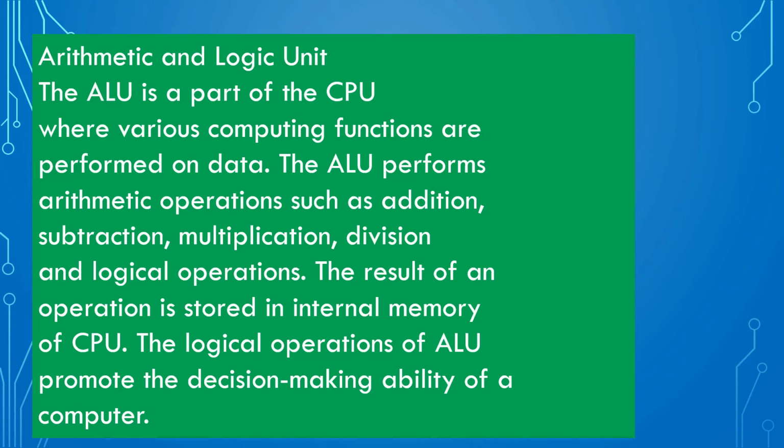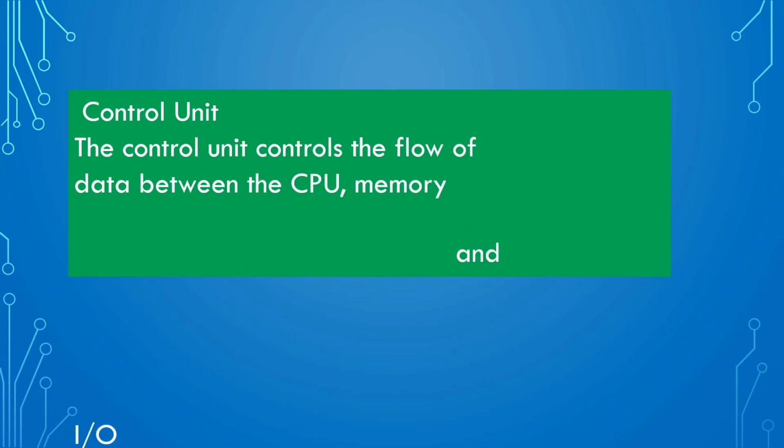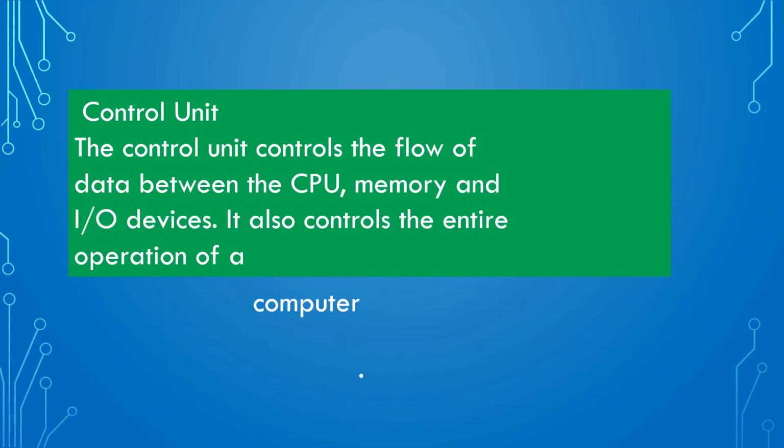Now we can see the next component of the CPU. It is the control unit. What is the control unit? The control unit tells how to respond to the instruction that has been sent to the processor. In simple words, it controls the flow of data between the CPU, memory and input-output devices. It controls the entire operation of a computer.